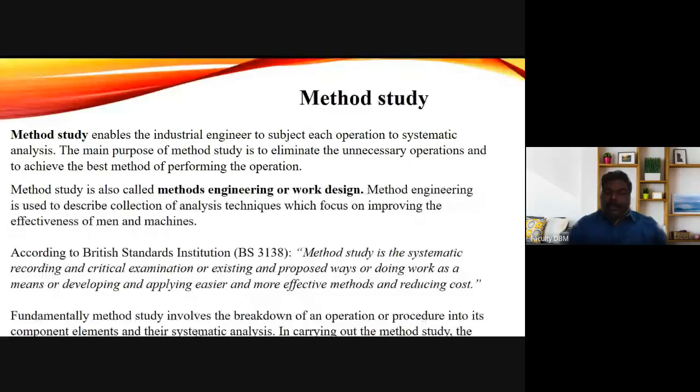In carrying out the method study, the right attitude of mind is very important. So here, what he says means a person should have a goal and he has to stop unnecessary operations. He should work consistently and he has to concentrate on the work.